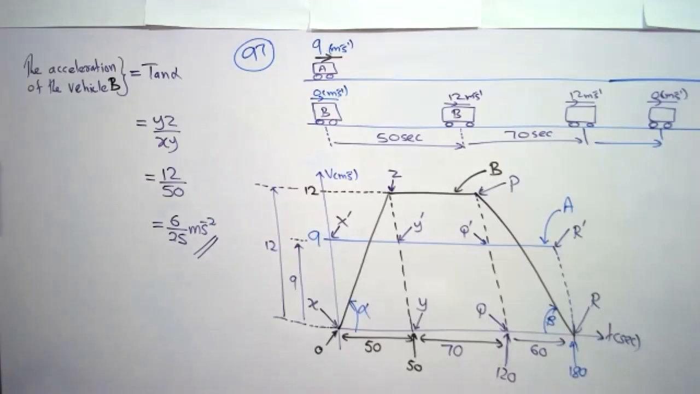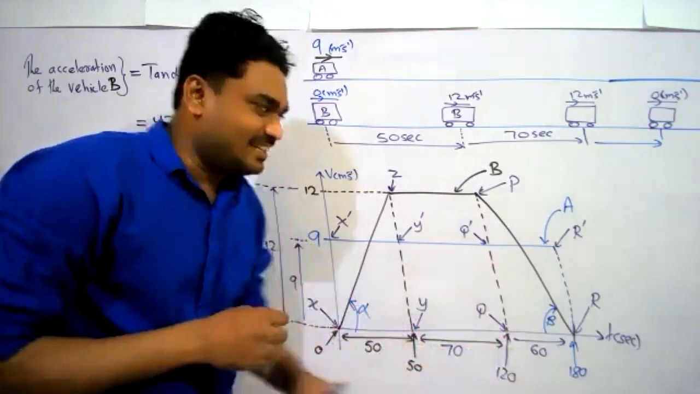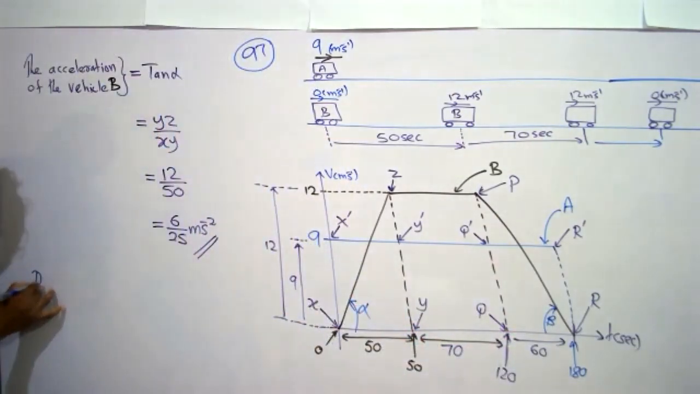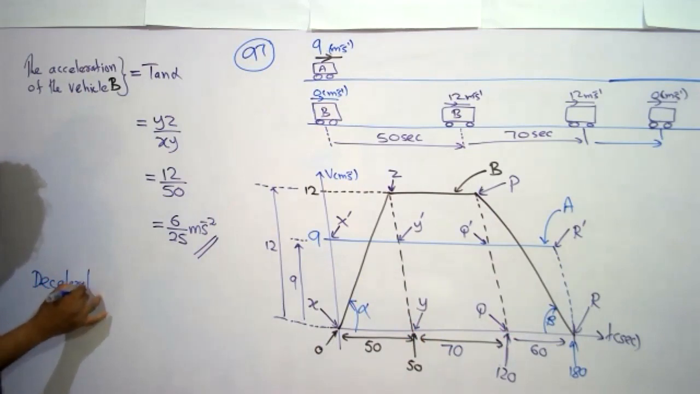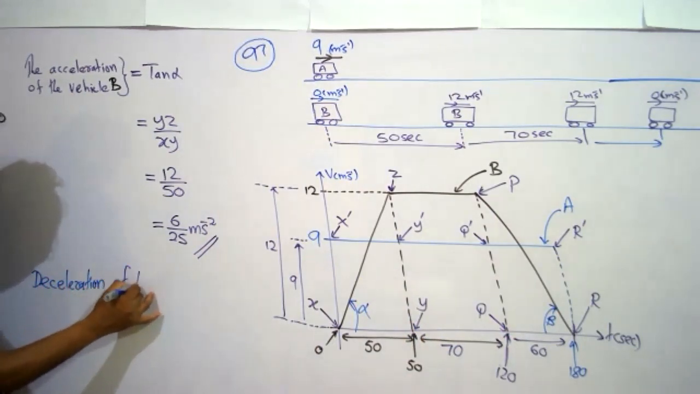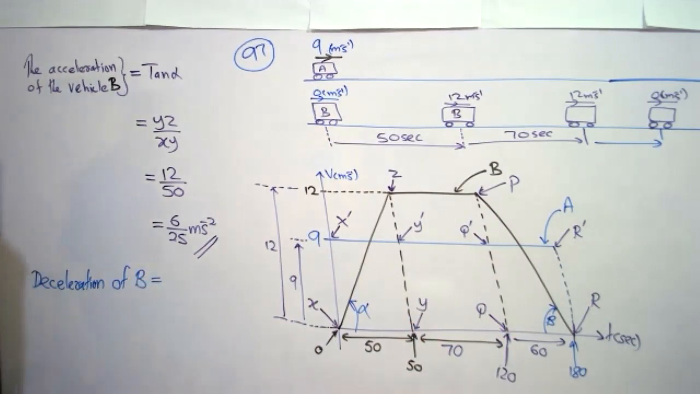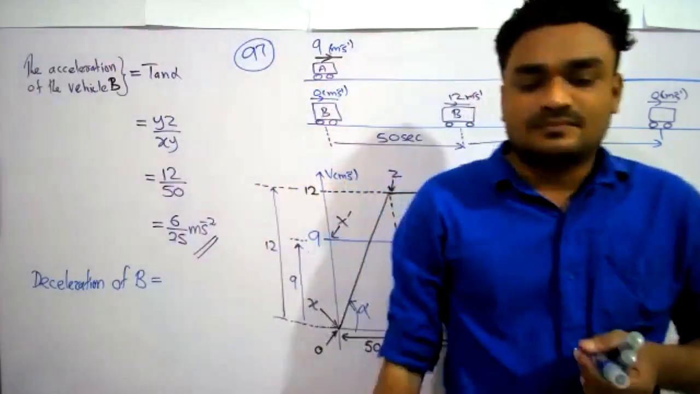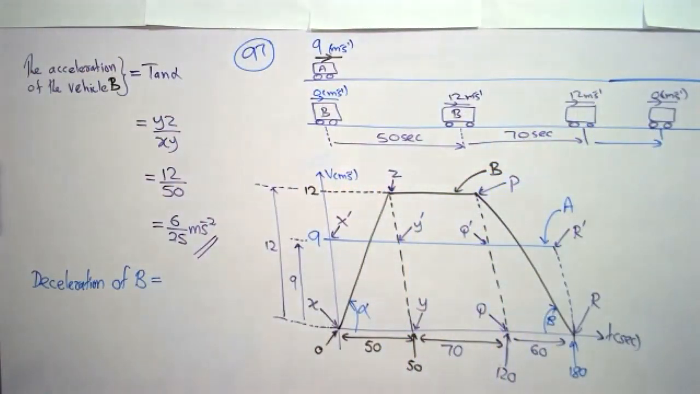Right. Then how do you find the deceleration? This section, how do you find the deceleration? Lamai? Deceleration of B. Now I have to find deceleration of B. Hello. That is tan beta. Very good. So deceleration is tan beta. Yes, very good.